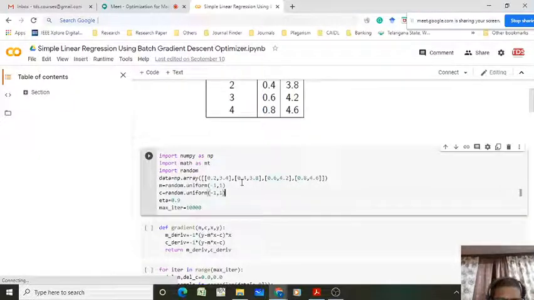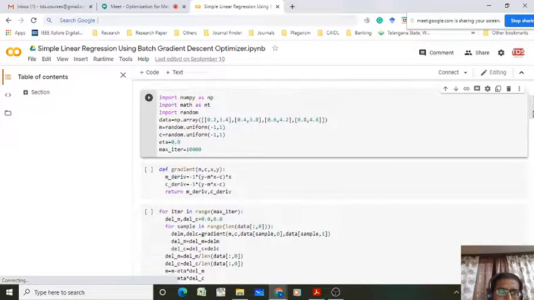So it is 0.2, 3.4; 0.4, 3.8; 0.6, 4.2; and 0.8, 4.6. I am just reading the data. Next step is to initialize the model parameters randomly. M equal to, you can choose any range, but here I am taking -1 to 1, and C equal to random -1 to 1. I am randomly generating values and assigning them to the model parameters M and C. Assume the learning rate eta equal to 0.9 and the maximum number of iterations I have considered here is 10,000. So almost all the variables have been initialized, and I have read the data set.